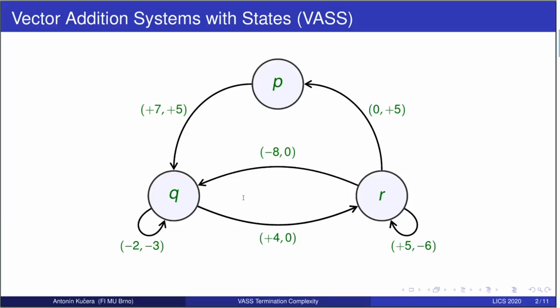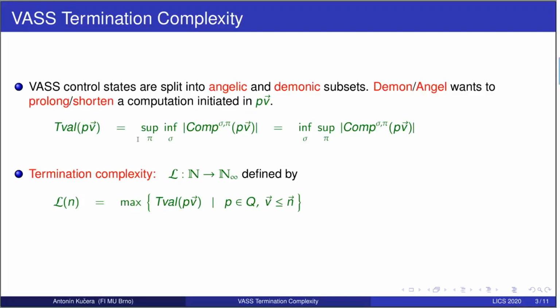A d-dimensional VASS is a finite state graph where every edge is labeled by a d-dimensional vector of counter updates. In our complexity estimations, we assume that the counter updates are written in binary. A VASS computation starts in some control state for some initial counter values and proceeds by executing the edges. And such a computation terminates if at least one of the counters becomes negative. In this work, we are interested in analyzing VASS termination complexity.